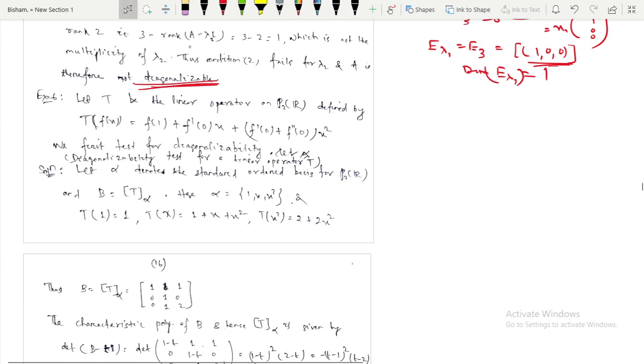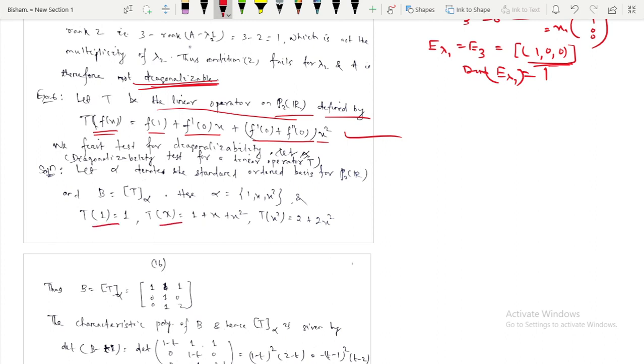Similarly, there is another problem. You can do it here. That is a linear operator on P2(R) defined by T of f(x) is f(1) plus f'(0) into x plus (f'(0) plus f''(0)) into x square. So you know how to evaluate this: T of 1, T of x, T of x square, and then whatever you are getting, write it as a linear combination of the basis elements.